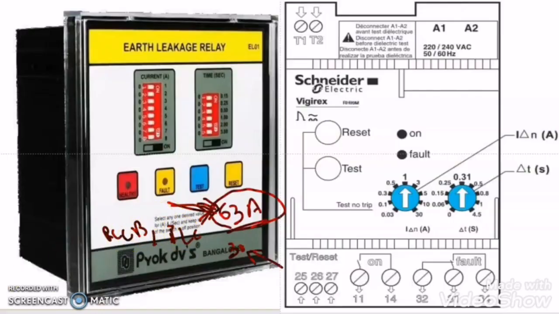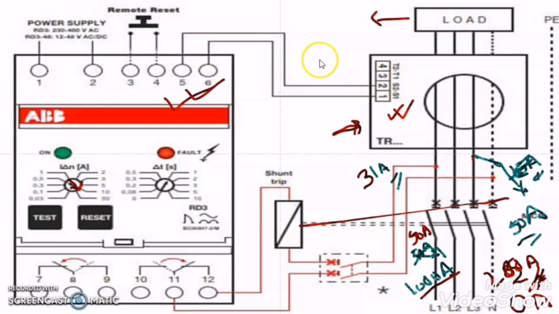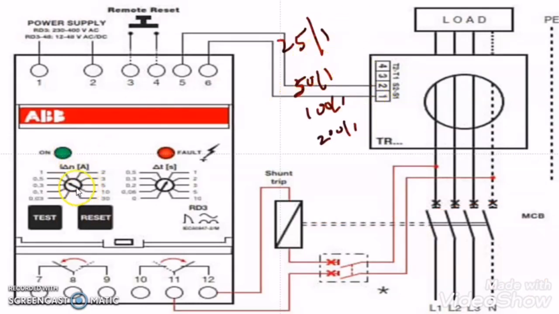Now you might have one question in your mind: why is the CBCT CT ratio given as 50 by 1, 100 by 1, 200 by 1, and sometimes you will even find 25 by 1? Suppose this ELR is set on 5 ampere, and we use a CBCT of 25 by 1. What does it mean? It means that when there is a 25 ampere difference in the CBCT, the induced current in the CBCT will be 1 ampere. But the ELR is set on 5 ampere. As the CBCT sends 5 ampere of difference, the ELR will trip the circuit, and at that time 0 ampere of current will flow through the circuit as the circuit is broken.